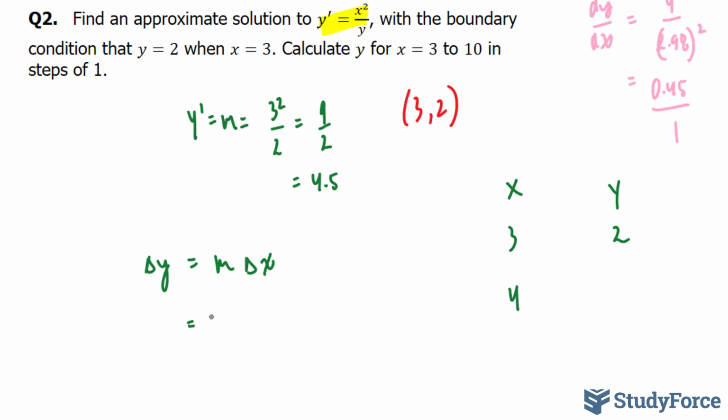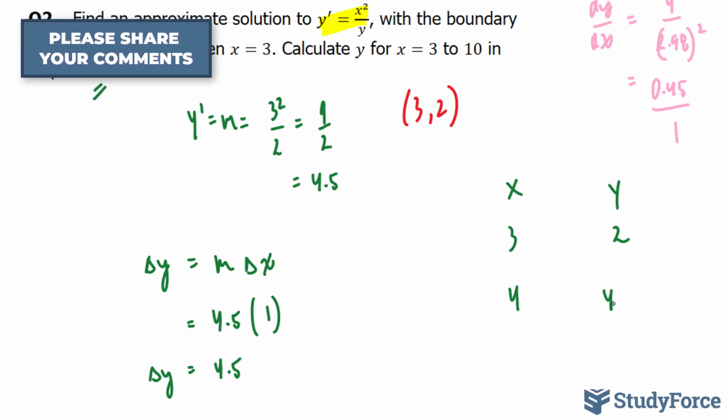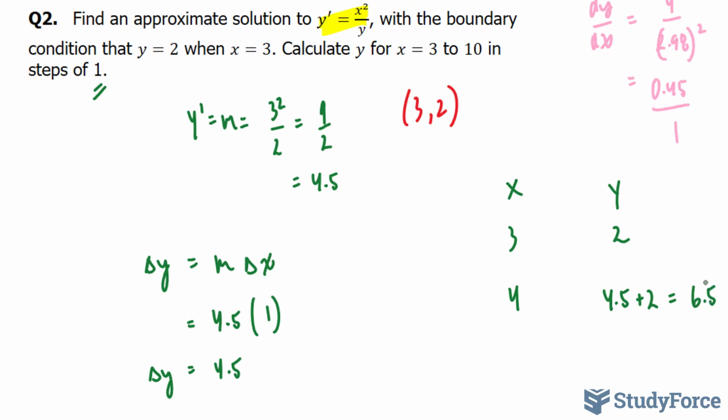So let's go ahead and do that. 4.5 times 1, which was given in the question, gives us a delta y of 4.5. Now that I found my delta y, to find my next y coordinate, I'll take 4.5 and add it to 2. So here I have 4.5 plus 2 is equal to 6.5. That is my next y coordinate.